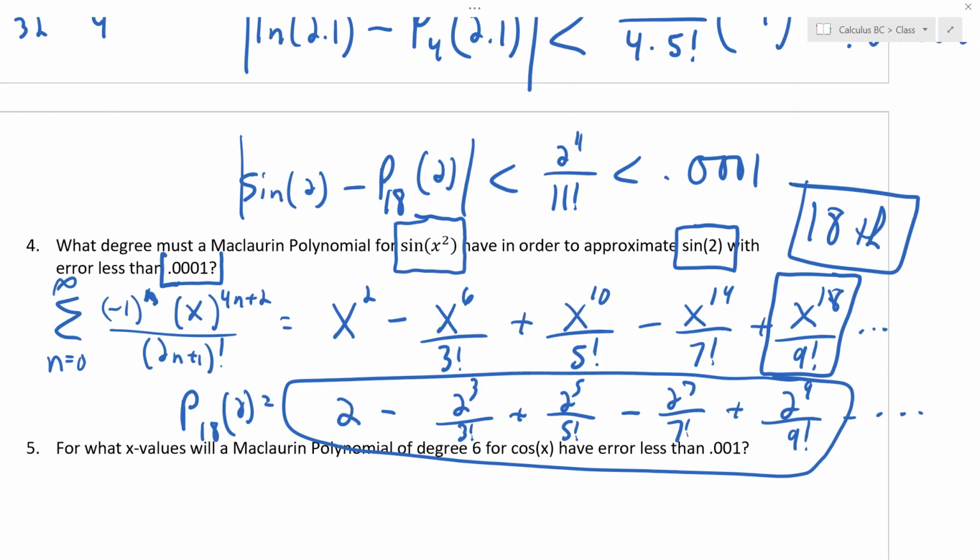It's going to be alternating. If it wasn't alternating, it'd be a whole lot harder because then you get a Lagrange error, which is kind of a pain in the butt.